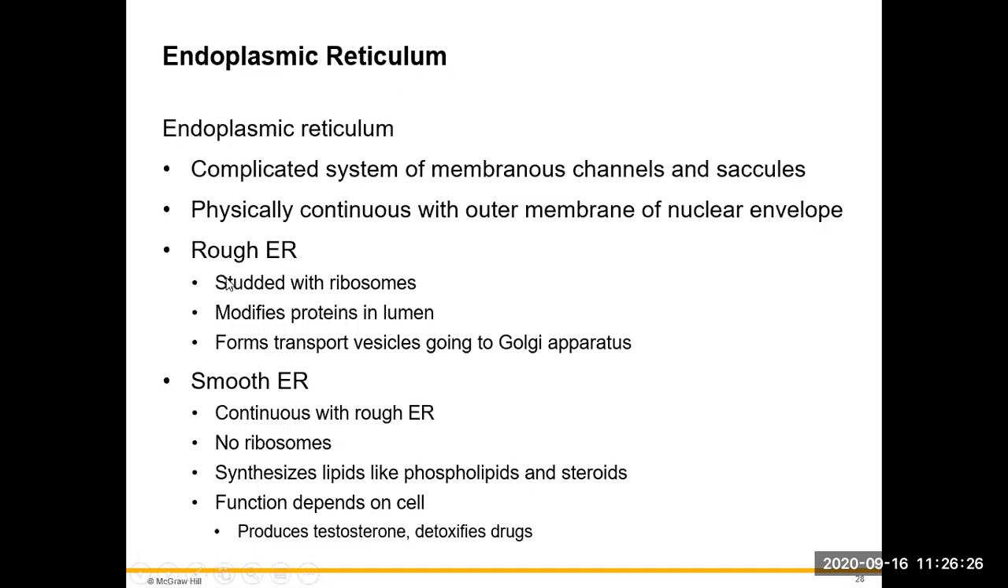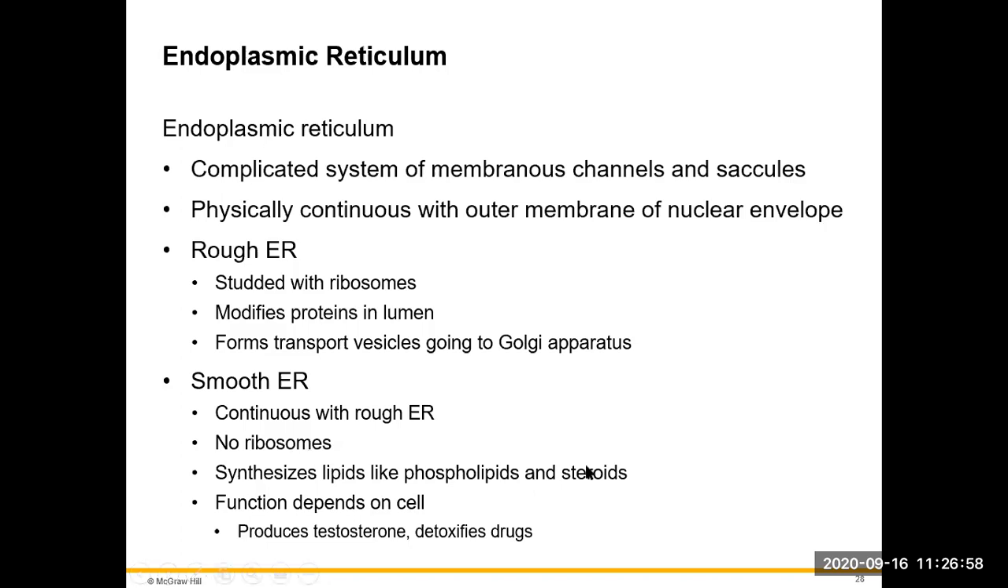The rough is studded with ribosomes. That means ribosomes are stuck on the rough endoplasmic reticulum, and it modifies proteins. Protein modification takes place here and forms transport vesicles going to the Golgi apparatus. And the smooth endoplasmic reticulum, as the name implies, is smooth because it has no ribosomes studded on it.